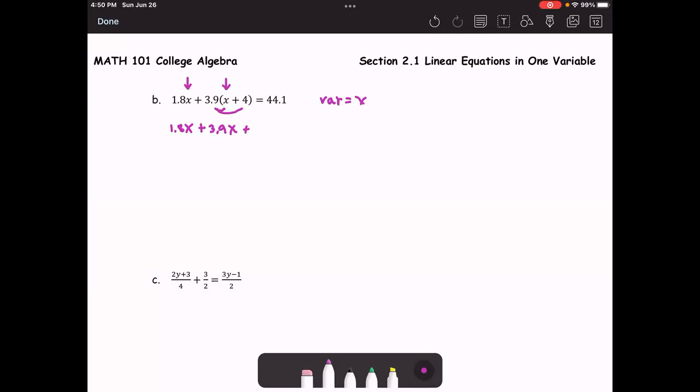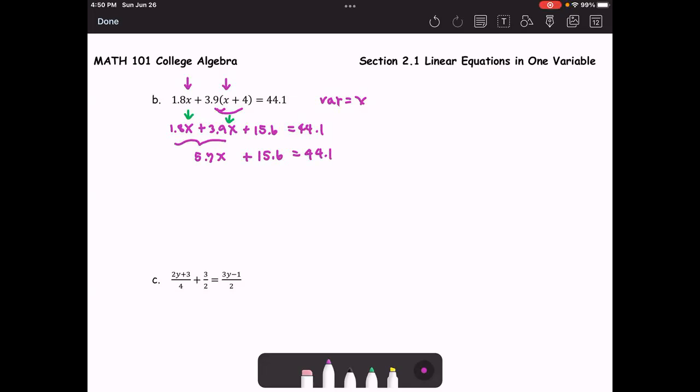That becomes 15.6 equals 44.1. And then we have like terms 1.8x and 3.9x. Combine like terms, 1.8 plus 3.9 becomes 5.7. So these two terms become 5.7 times x plus 15.6 equals 44.1.